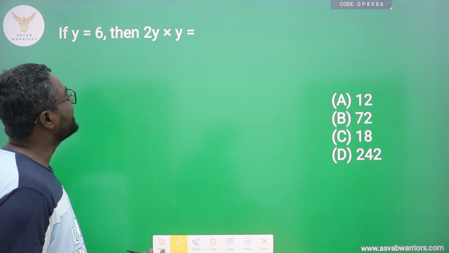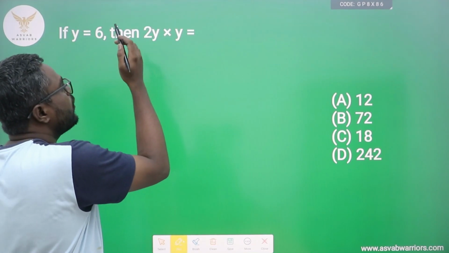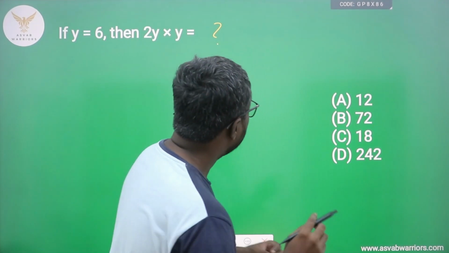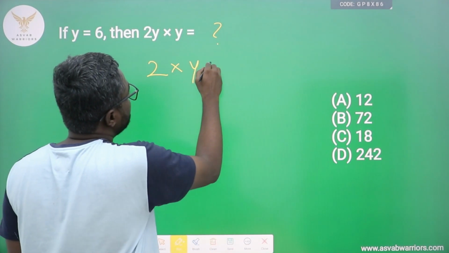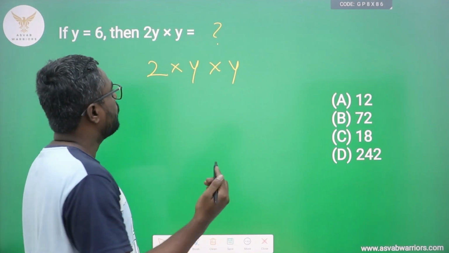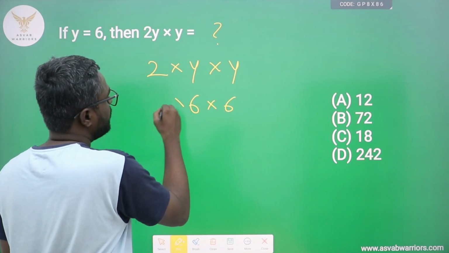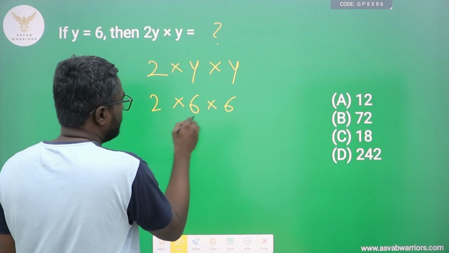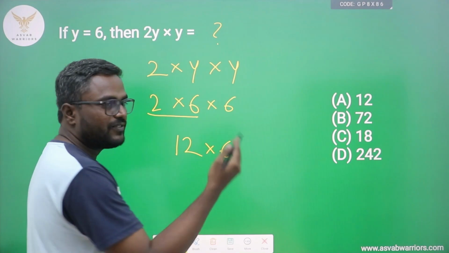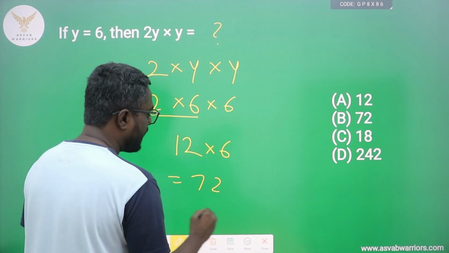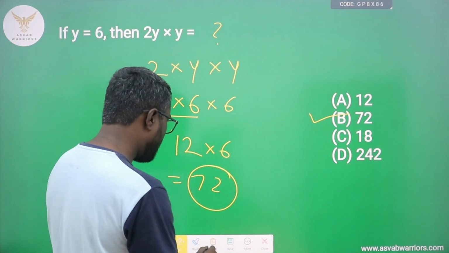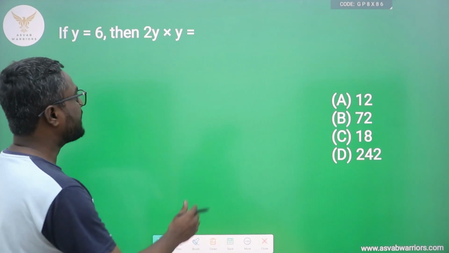Question number 1 says that if y equals 6, then 2y times y equals what? Whenever you see this type of question, the first thing we should do is simplify the expression: 2 times y times y, and the value of y is 6, so 6 times 6 times 2. 2 times 6 is 12, and 12 times 6 is 72. So as you can see, option B is correct. I hope you understood this. Now we will move on to the next question.